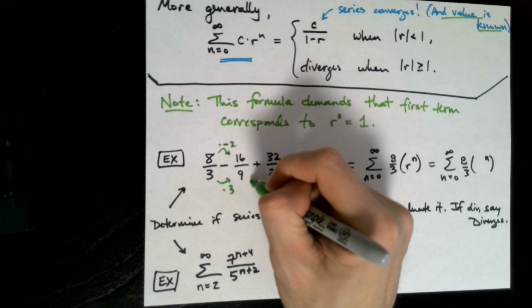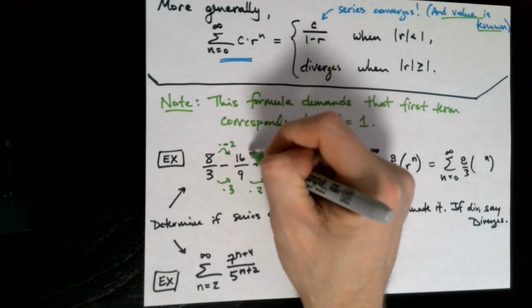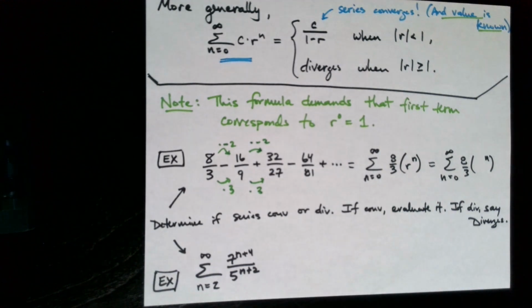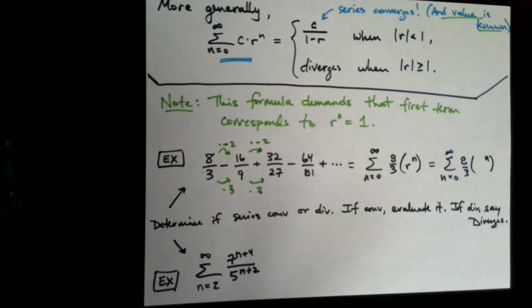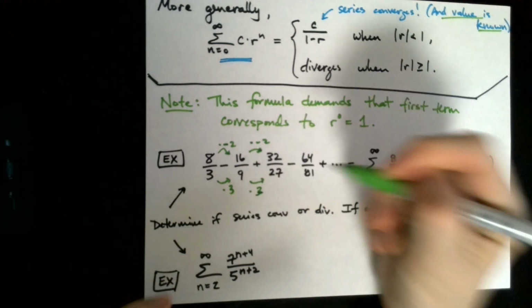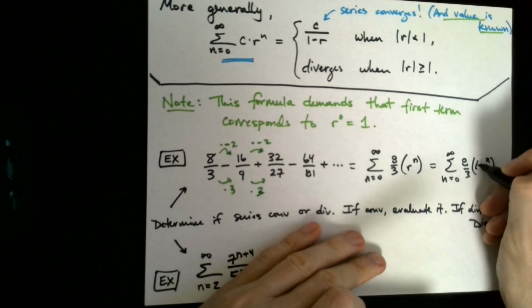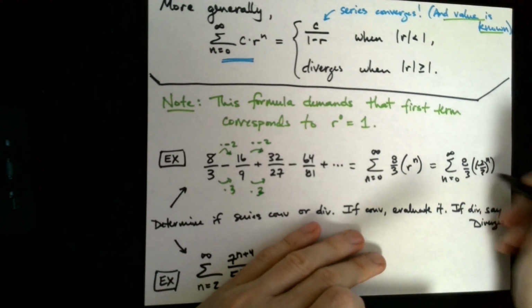That would work. And check it out. When you get from one term to the next, multiply by 3, multiply by -2. Same story, -16 times -2 plus 32. Everything's working out great. So the r here is going to be -2 over 3. And so to write that out, we'd have -2 over 3 to the n.